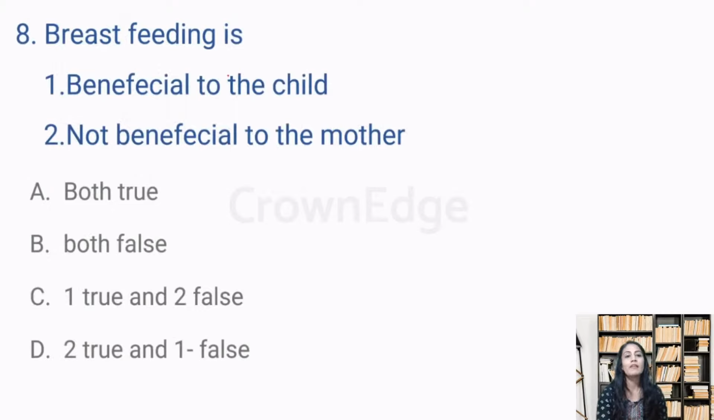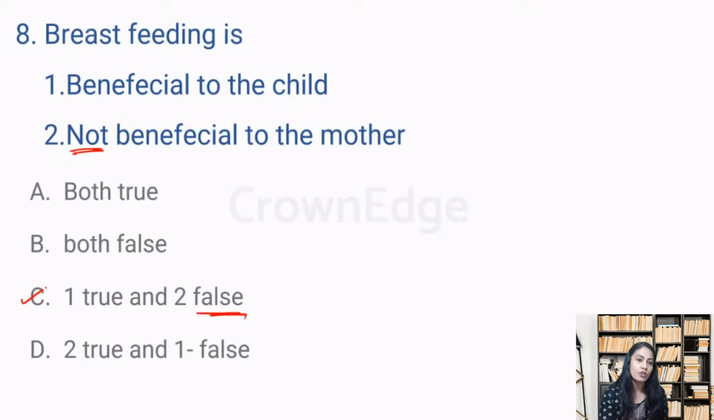Breastfeeding is beneficial to child, not beneficial to mother. Now remember, it is beneficial to both. That's why we say that the word beneficial should be there. Breastfeeding is beneficial to child and beneficial to mother. Since the examiners wrote not beneficial, this becomes a false statement.